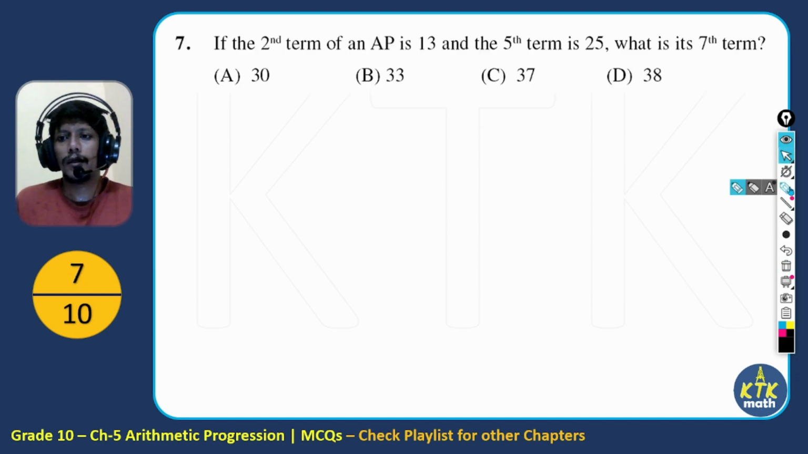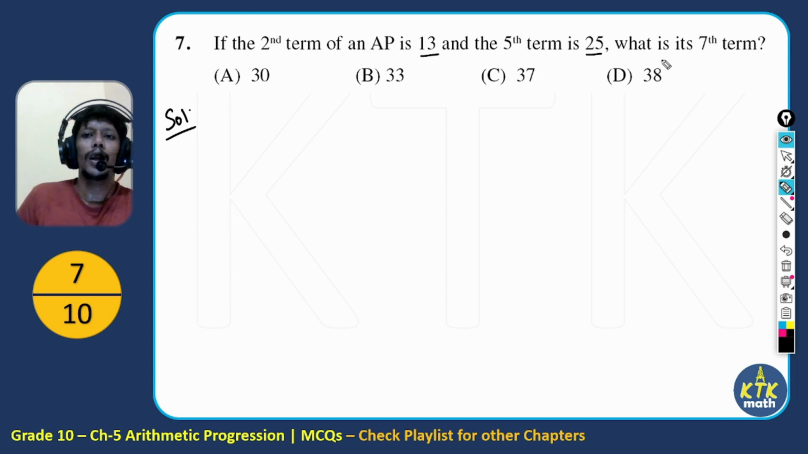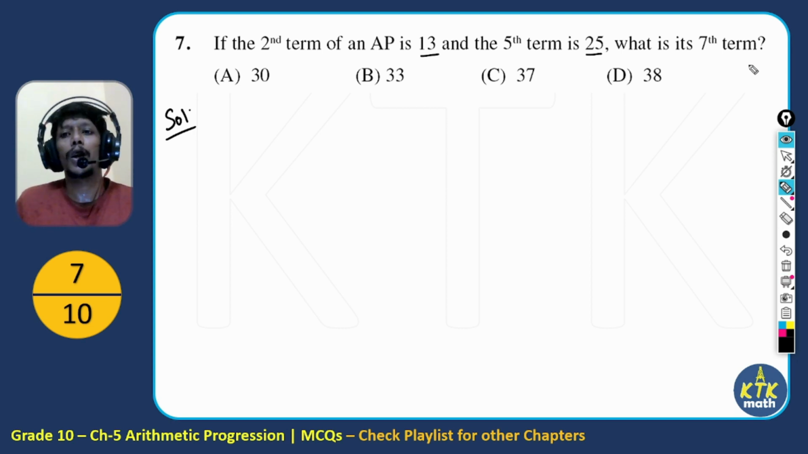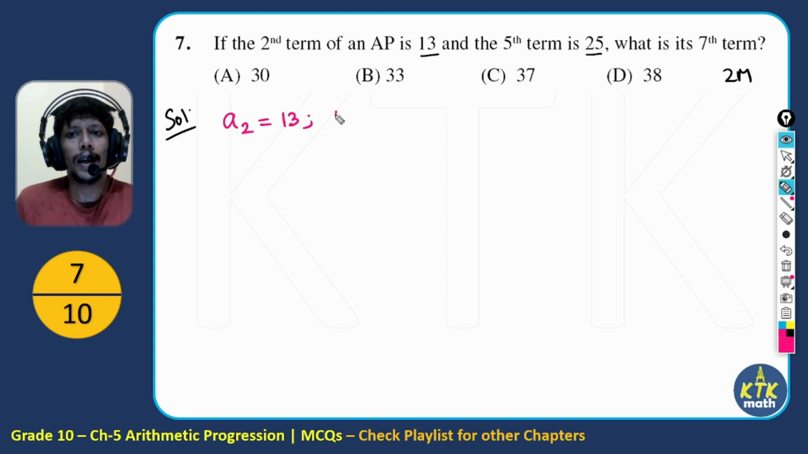Question number 7. Take a look at this. If the second term of an AP is 13 and the fifth term of the AP is 25, then find the seventh term. This question will be almost equivalent to some 2 more questions, because we are solving 2 equations now. Second term of an AP is 13, so I can write A2 equal to 13 and then A5 equal to 25.